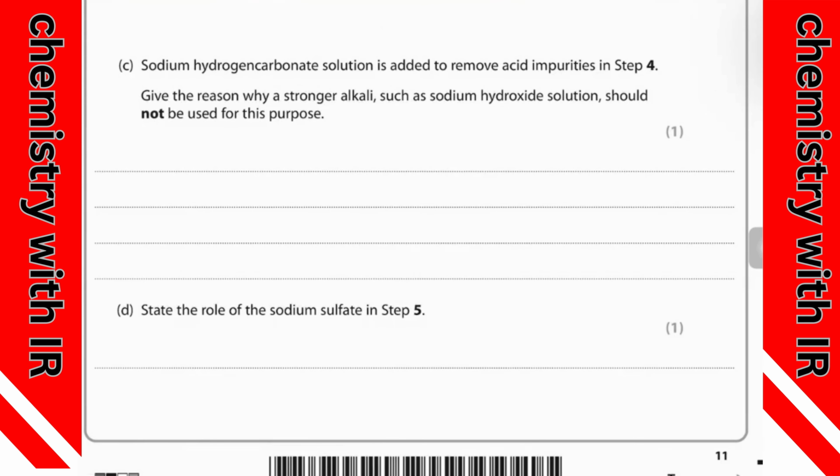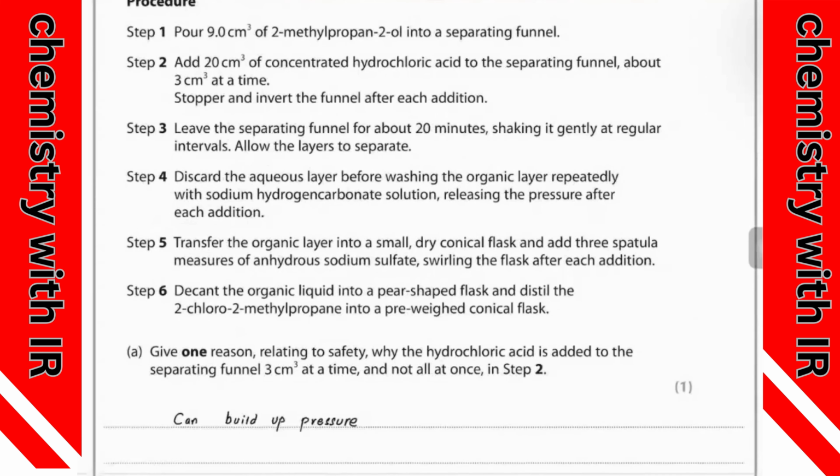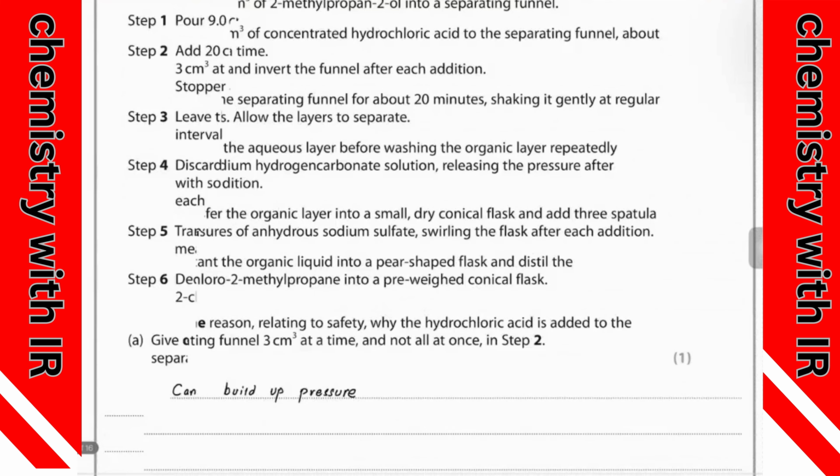Sodium hydrogen carbonate solution is added to remove acid impurities in step 4. Give the reason why a stronger alkali such as sodium hydroxide solution should not be used for this purpose. So you know why? In step 4, what's going on? First of all, you have to see this. In step 4, discard the aqueous layer before washing the organic layer repeatedly with sodium hydrogen carbonate solution, releasing the pressure after each addition.